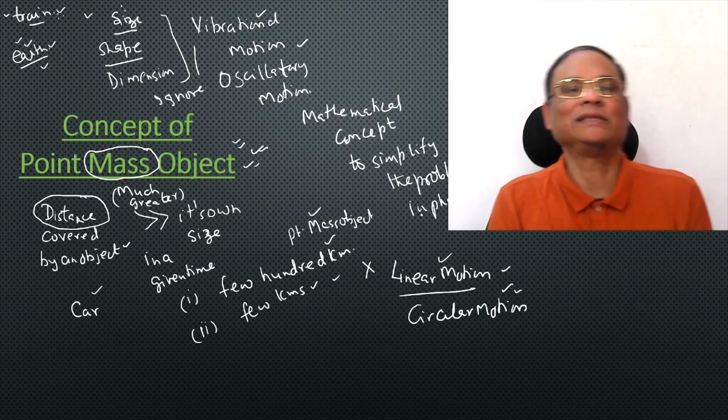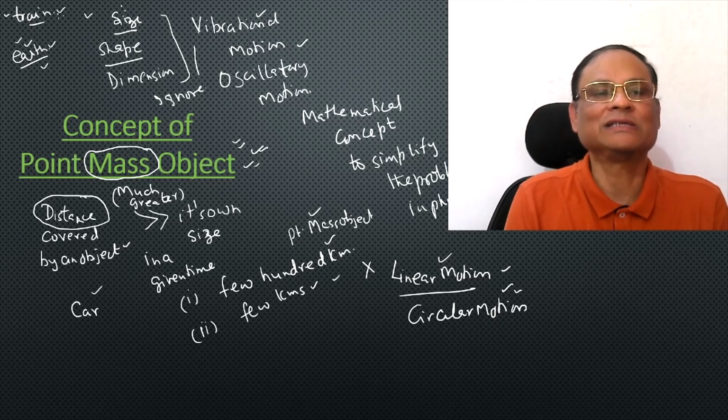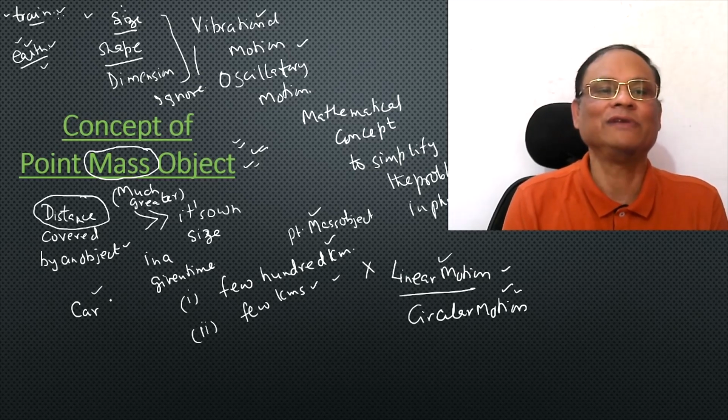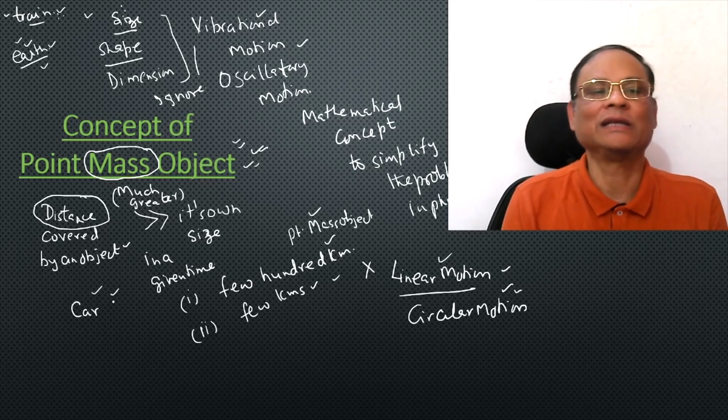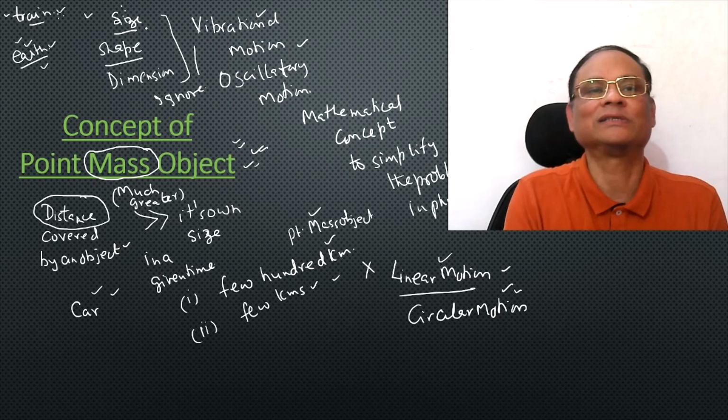तो अभी हमने क्या क्या सीखा? हमने सीखा definition of point mass object कि when distance covered by an object is much greater than its own size in a given time, then that object is considered as the point mass object. Then we have seen the examples कि कब कंसिडर करेंगे. For example car, train and earth, इन तीनों का एग्जांपल लिया. Then we have seen the things which we are ignoring here like size, shape, vibrational motion and oscillatory motion.